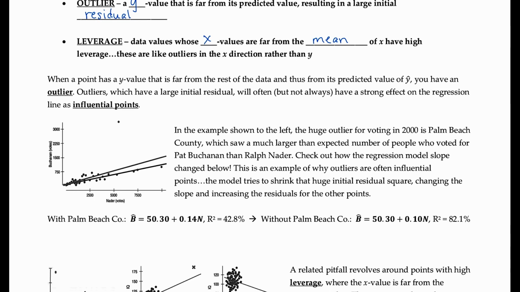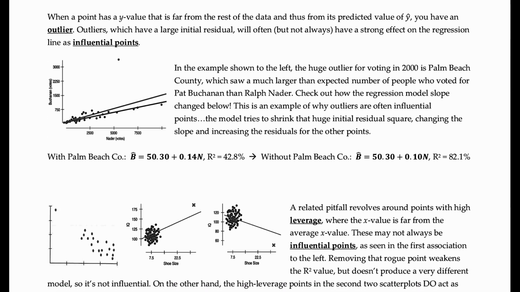When a point has a Y value that's very far from the rest of the data and thus its predicted value of Y hat, you have an outlier. Outliers which have a large initial residual will often, but not always, have a strong effect on the regression line as influential points. So outliers tend to be influential points. It's not always the case, but it's oftentimes the case.